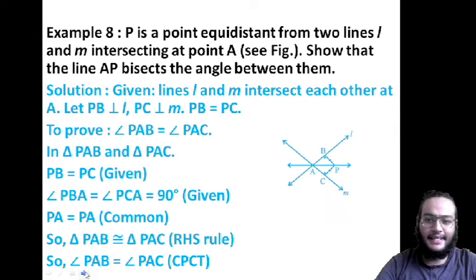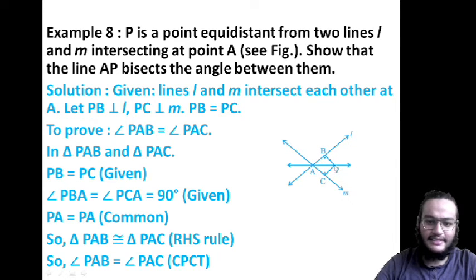Next, example 8 says P is a point equidistant from two lines L and M intersecting at point A. Show that the line AP bisects the angle between them. Now it is given that L and M intersect each other at point A. Let us assume PB perpendicular to line L and PC perpendicular to line M. We are also given that PB is equal to PC. We have to prove that angle PAB is equal to angle PAC.